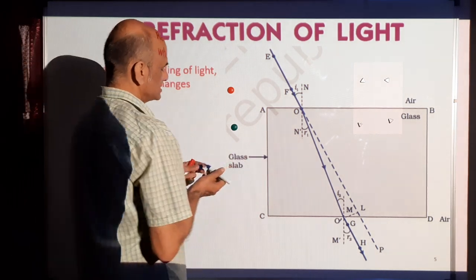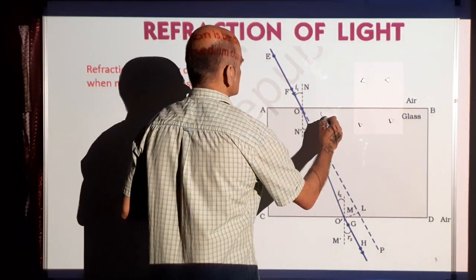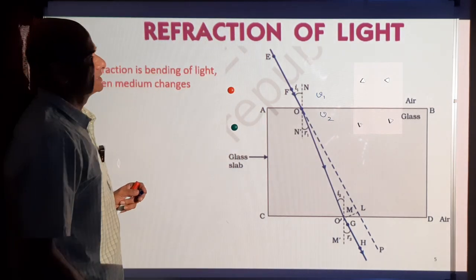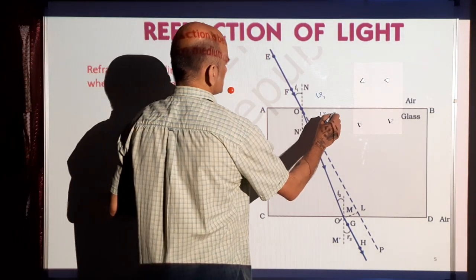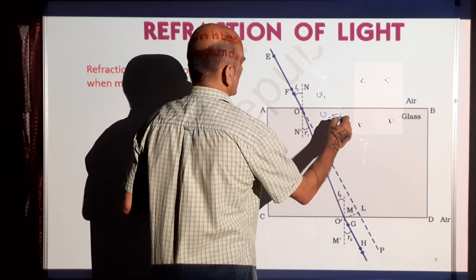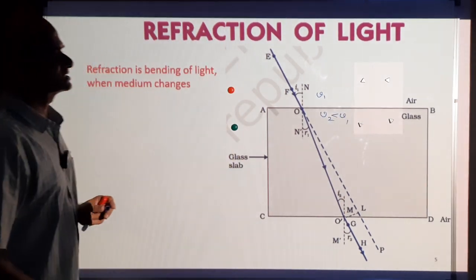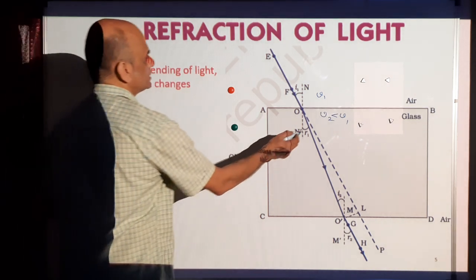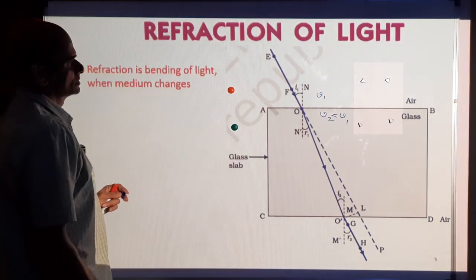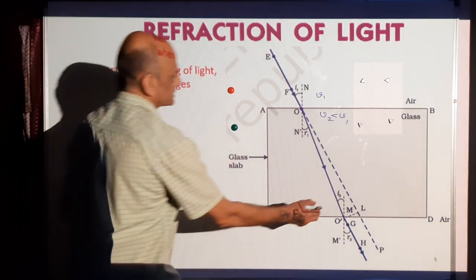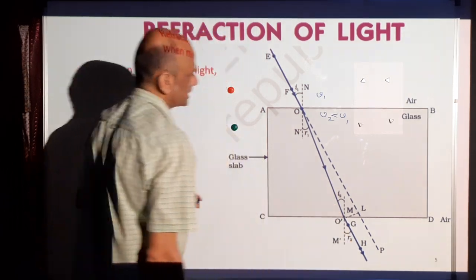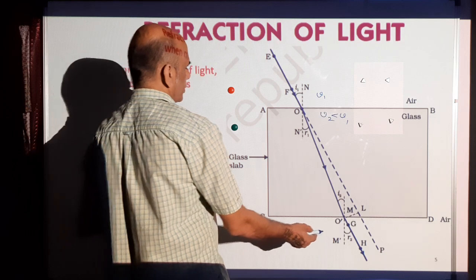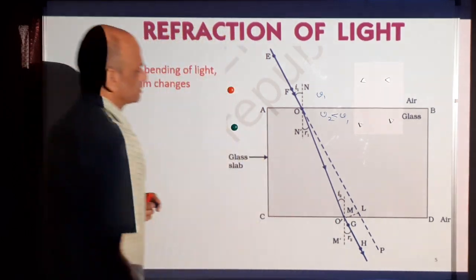Once it enters the glass, the speed of light in glass, say V2, and the speed of light in air, V1. V2 is less than V1 because glass is a denser medium. So the light will take a shorter path, that is, it bends towards the normal. And again, when it comes out and goes to air, the speed here is more, so it will take the longer path, which is bending away from the normal.